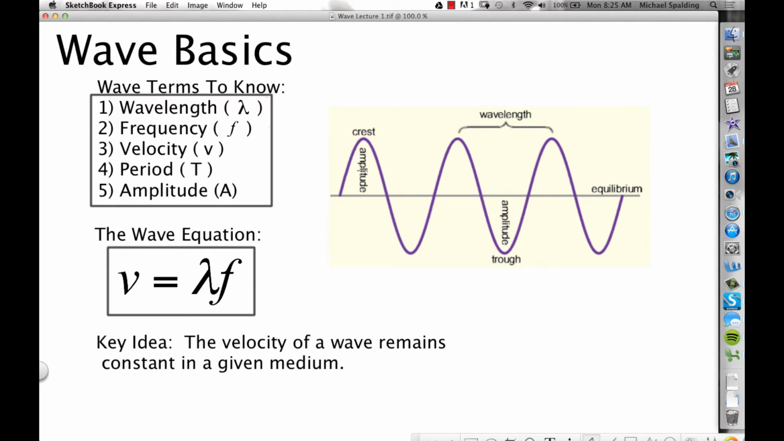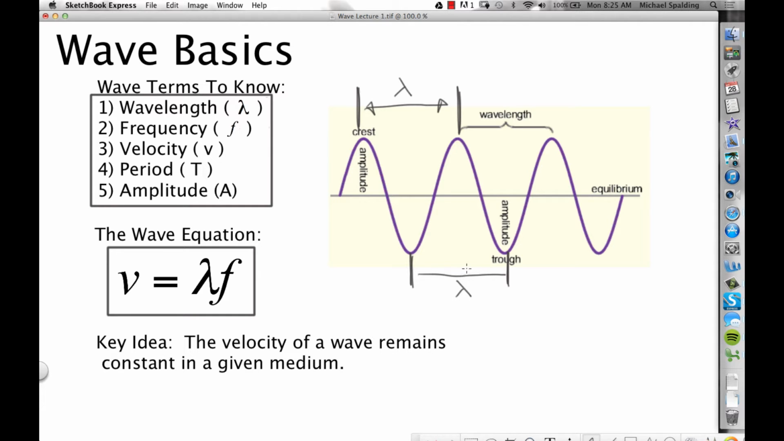First term to know, wavelength. If you look it up in a dictionary, the definition that's most commonly given for wavelength is peak to peak, or trough to trough, or crest to crest. That would be wavelength right there. The symbol for wavelength is lambda, or you could say trough to trough. That would be wavelength right there.